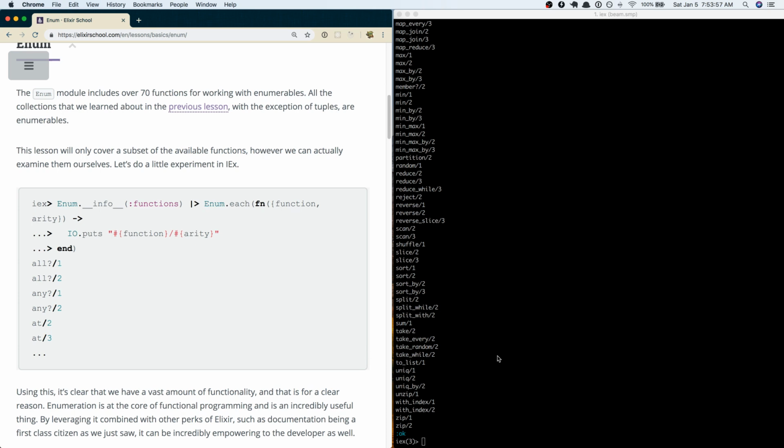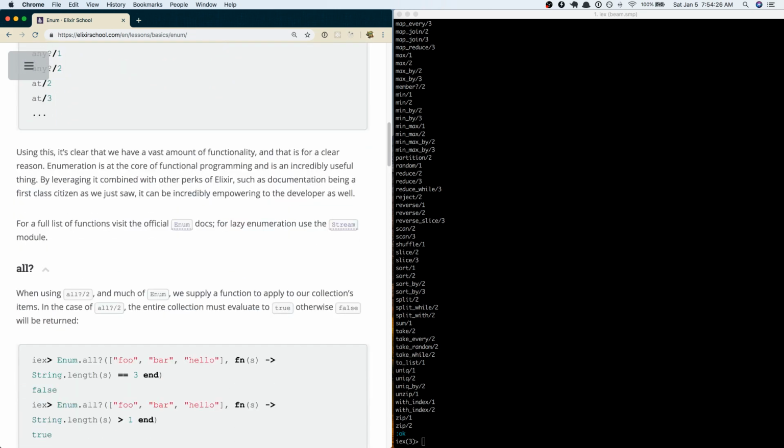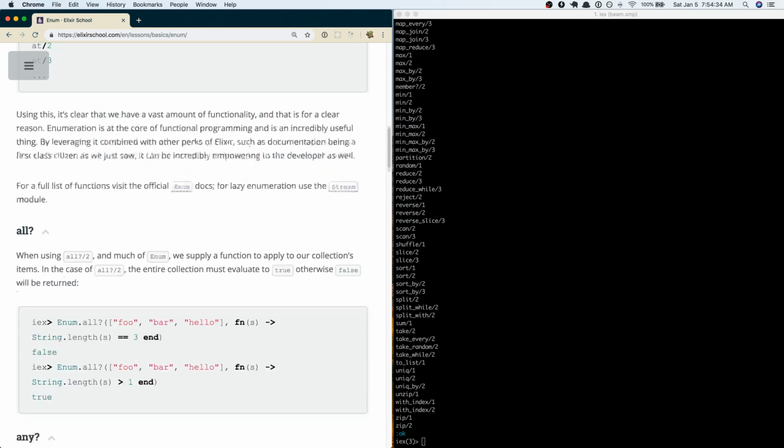Using this, it's clear that we have a vast amount of functionality, and that is for a clear reason. Enumeration is at the core of functional programming and is an incredibly useful thing. By leveraging it combined with other perks of Elixir, such as documentation being a first-class citizen, as we just saw, it can be incredibly empowering to the developer as well. For a full list of functions, visit the official Enum docs. For lazy enumeration, use the Stream module.